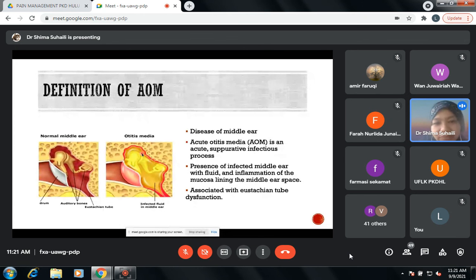Okay, there's an inflammation that causes the presence of infected fluid, and also bila ada infection, your tympanic membrane ni pun akan affected. Dia akan merah bengkak. Okay, so acute otitis media is a problem of the middle ear.